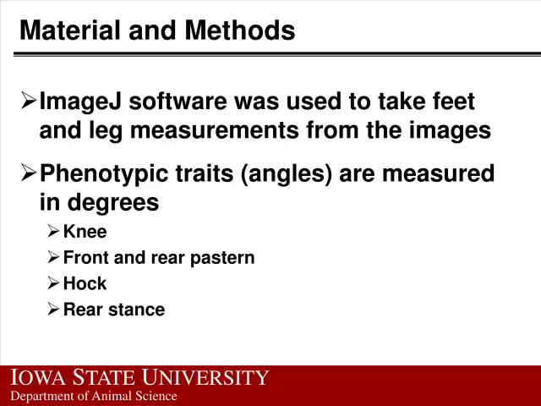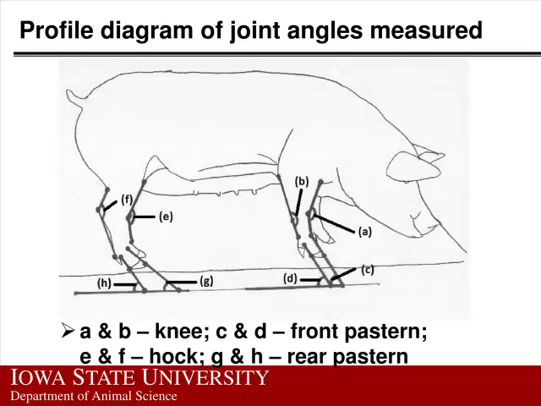ImageJ software was used to take feet and leg measurements from the images, and the phenotypic traits, or angles, are measured in degrees. And here's where I'll talk to you a little bit about the objective evaluation process that we use. I hope everybody can see this picture all right, and I know it's a bad representation of the actual picture. But initially we started with taking still images using pictures, and that was very labor intensive.